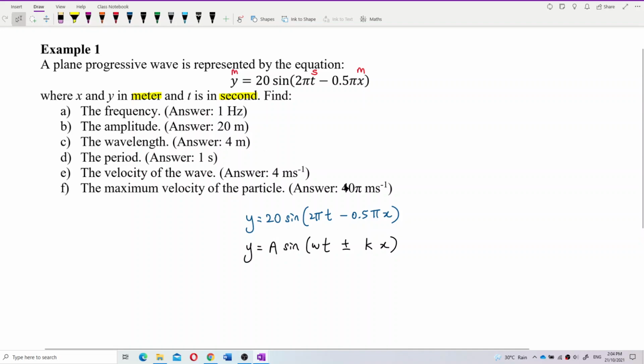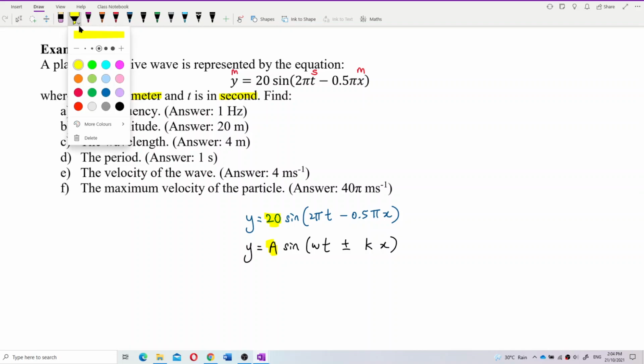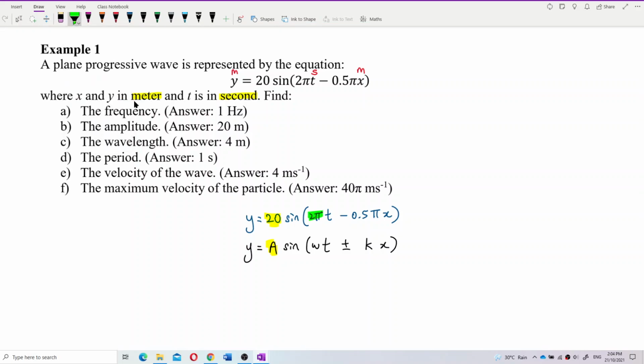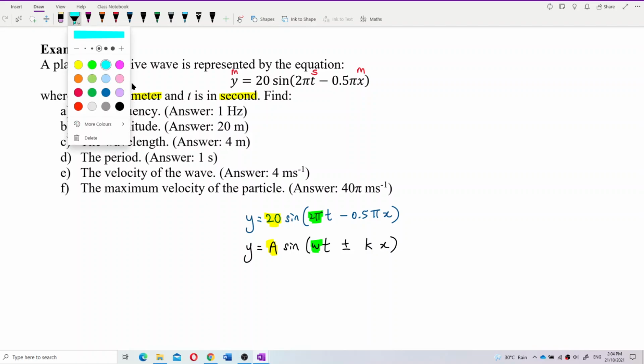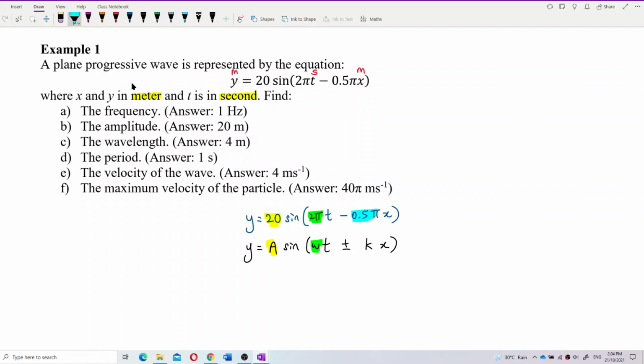So this is the amplitude, and this is the omega. And what else? We have this one, the wave number. So we have the angular frequency and also the wave number. Omega is 2 pi, wave number is 0.5 pi.